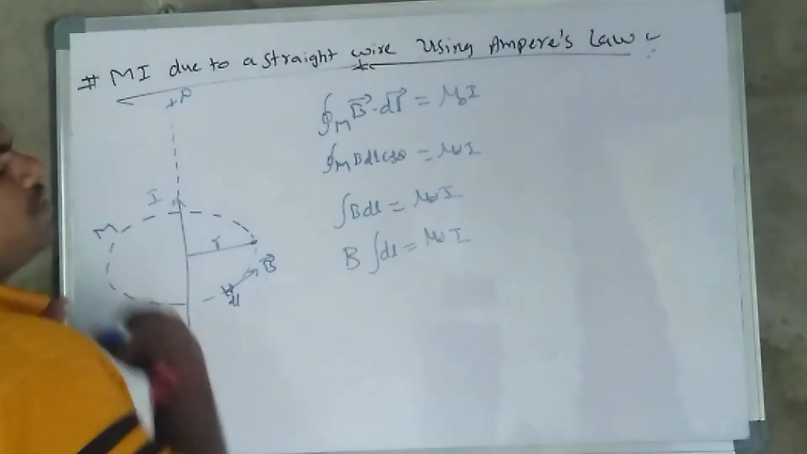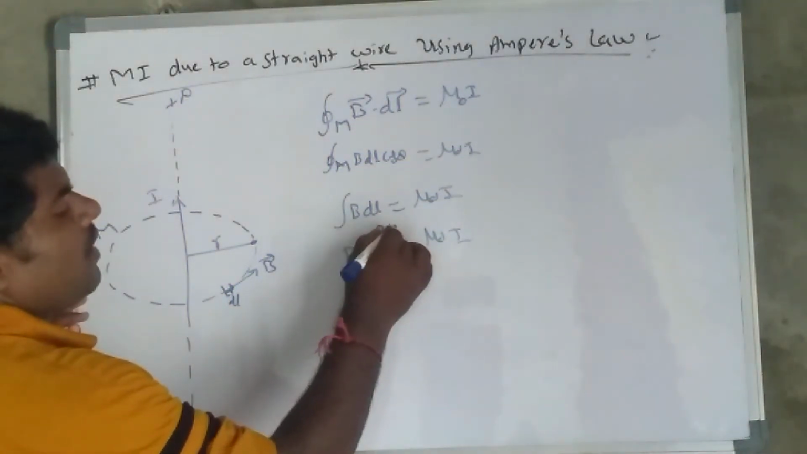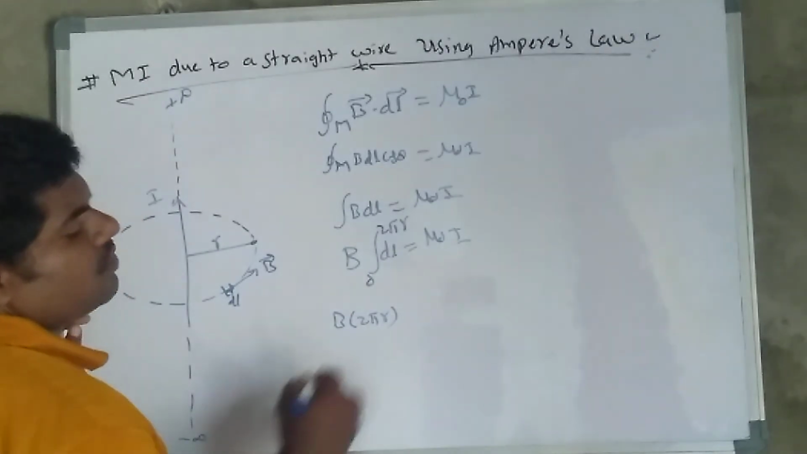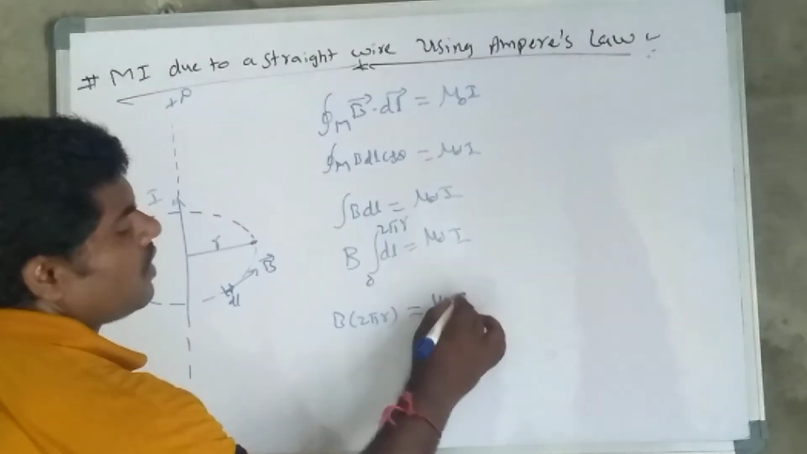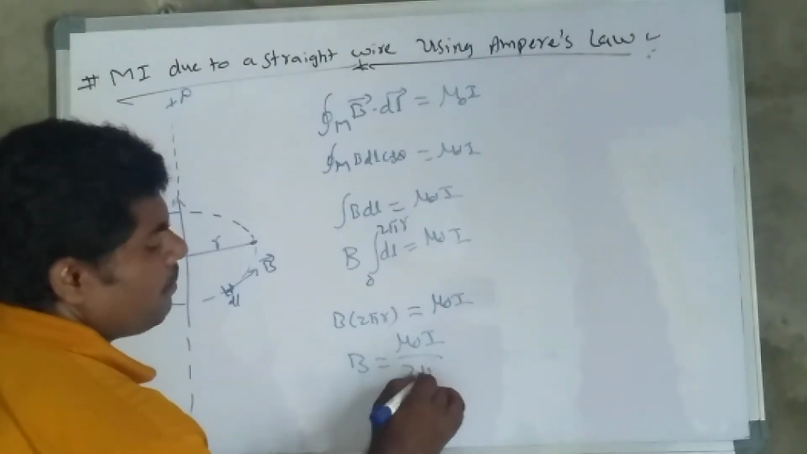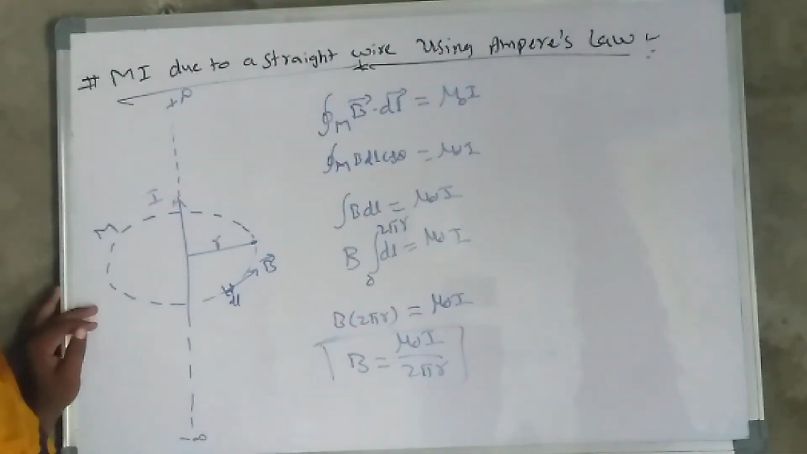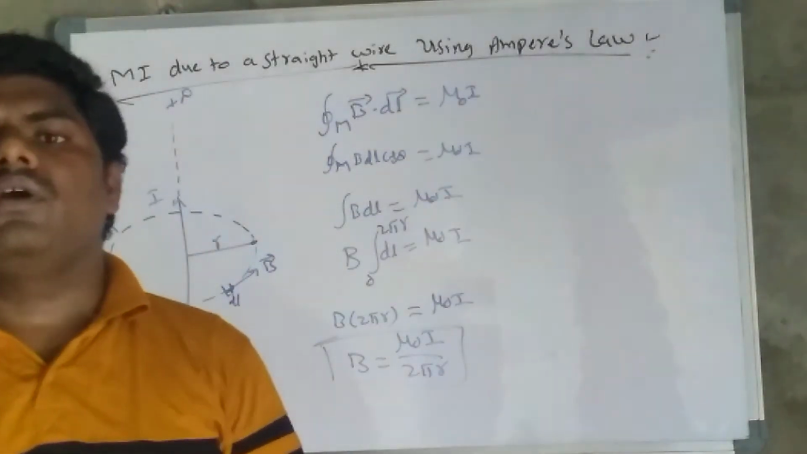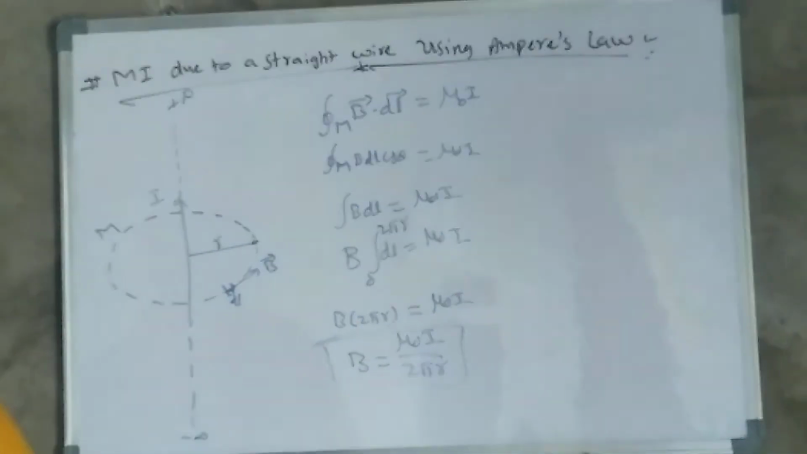So the enclosed path, the integral here has limits 0 to 2 pi r. So it means B into 2 pi r, the integral of dl is 2 pi r, is equal to mu naught I. So B is equal to mu naught I divided by 2 pi r. This is the same as the previous result, both are the same. So this is easier to calculate by using Ampere's law, very easy to calculate.